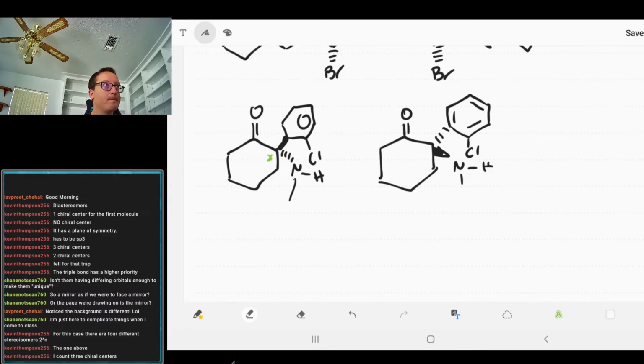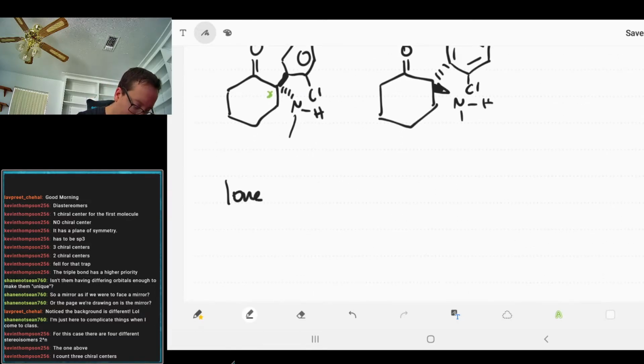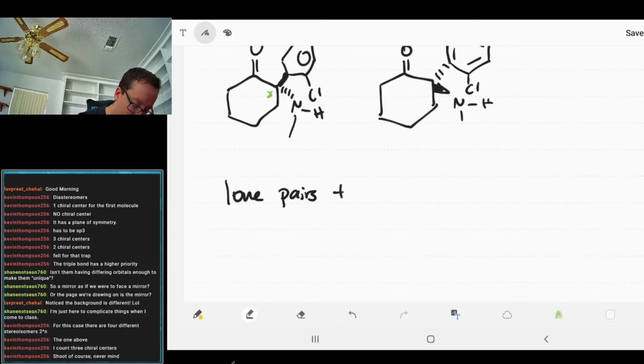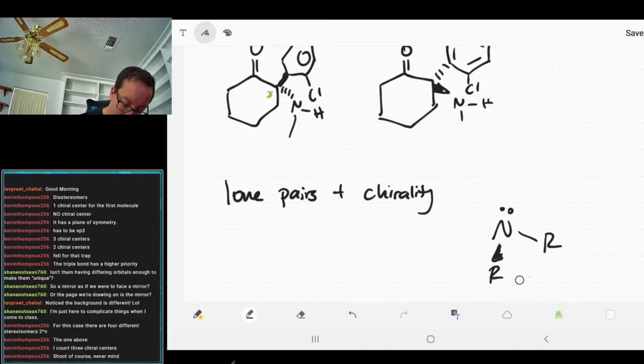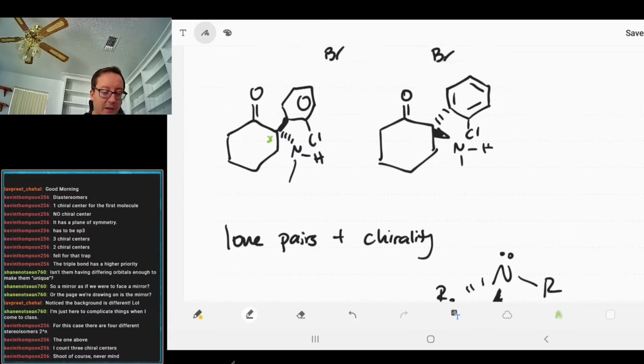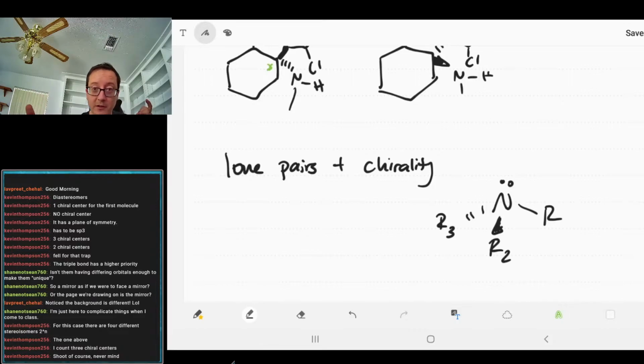The reason is... let's see. So nitrogen typically has trigonal pyramidal geometry, right? So, oh, I'm sorry. You were probably looking at the other carbon connecting to the cyclohexane. Got it. But this is a good point to talk about as well.